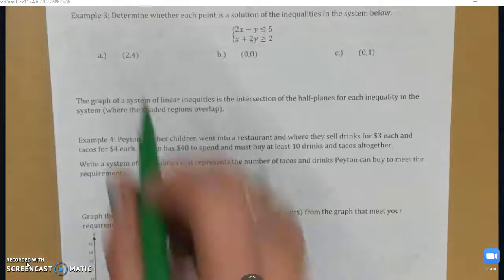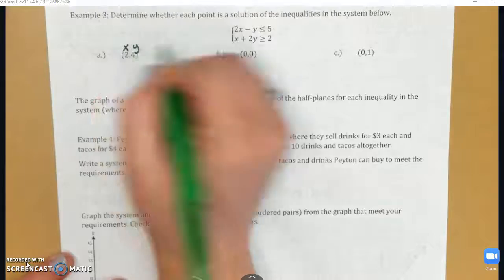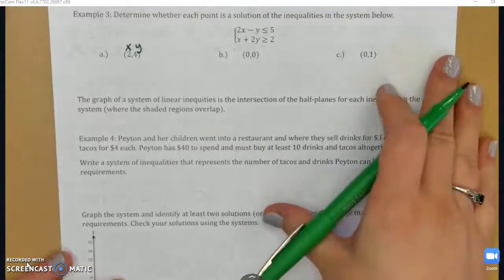So let's practice that. Here on A, I'm looking at the point (2, 4), so x is 2, y is 4. Here are my two inequalities.